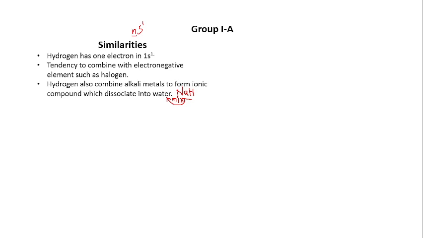This is also a similarity between hydrogen and alkali metals. Now, what are the differences between group 1A alkali metals and hydrogen? First of all, hydrogen is a non-metal. As we discussed earlier, hydrogen is purely non-metallic, but all other group number 1A elements are metallic in nature. So this is the first difference between hydrogen and alkali metals.